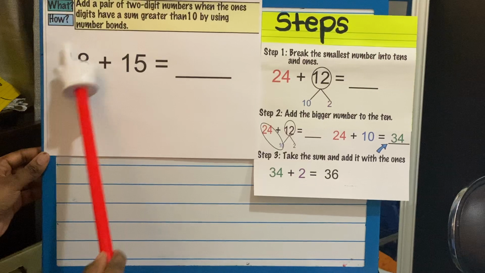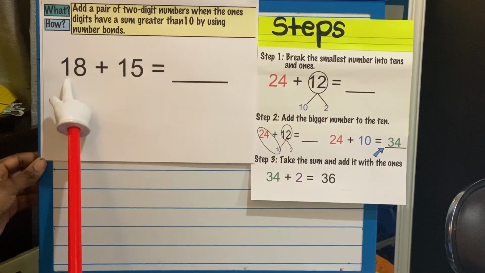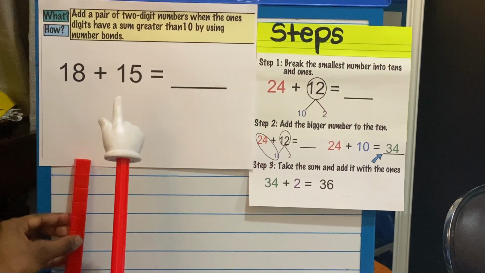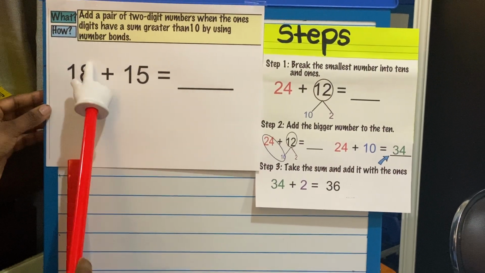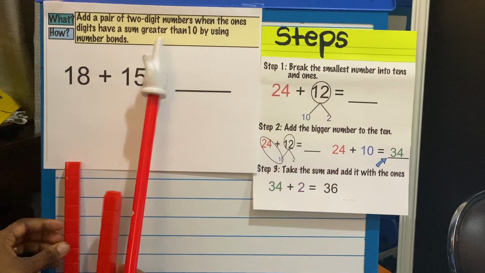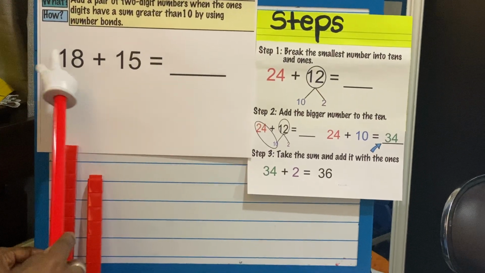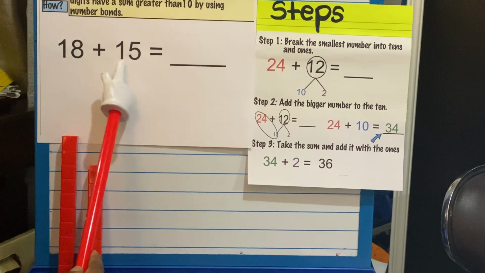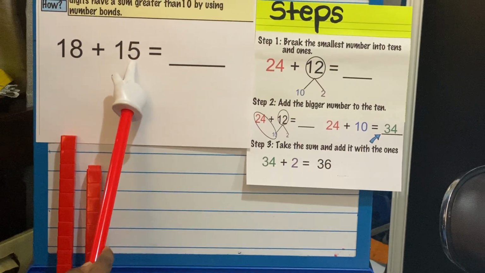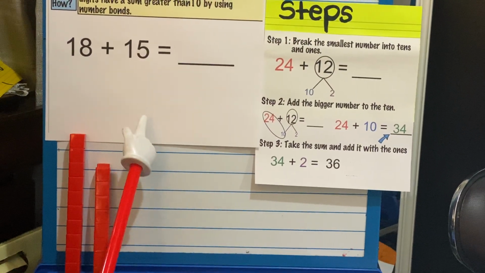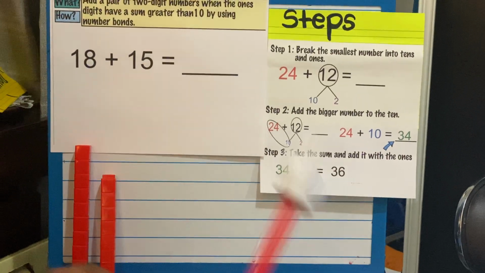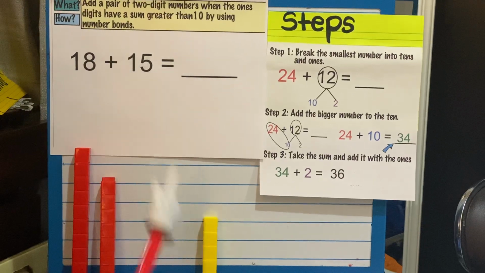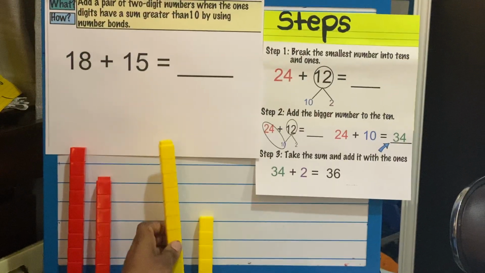So I'm going to start with 18. So I need a 10. 8, I need 8 ones. 18 is 1 ten and 8 ones. Plus 15. How many ones do we see in the number 15? We see 5. How many tens do we see in the number 15? We see 1 ten.